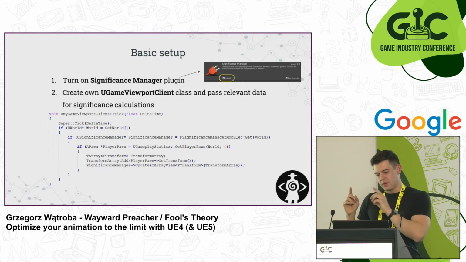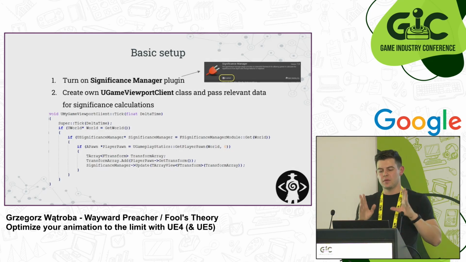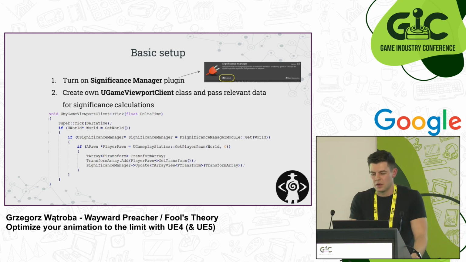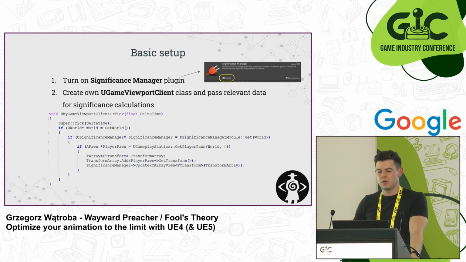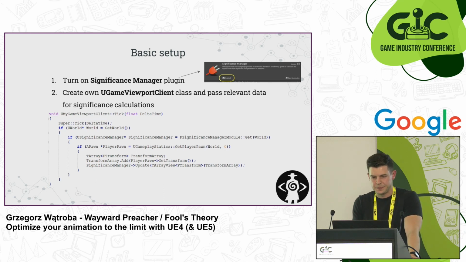To configure SignificanceManager, you have to turn on the plugin, of course, and create a UGameViewportClient, since it will make the whole project, the whole object-to-view relation, easier to implement. The core of it is to feed SignificanceManager with data which will help us to calculate significance.